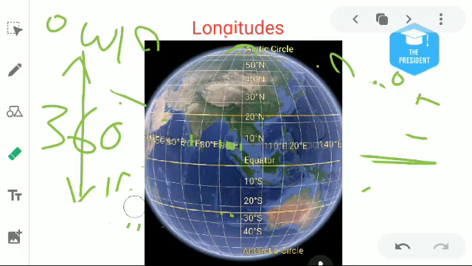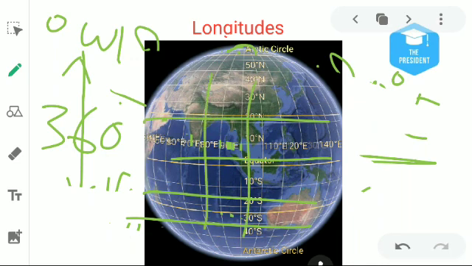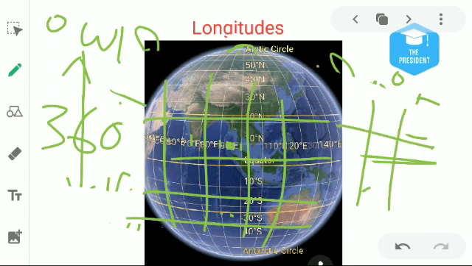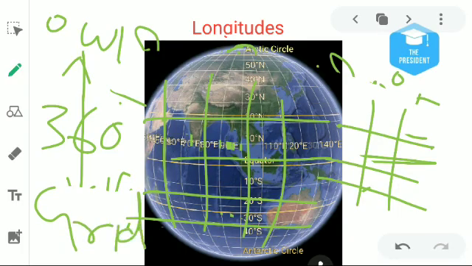One more thing: on the globe, these lines, latitudes and longitudes, form a structure which is known as a grid. You can see the longitudes and latitudes intersecting each other at a particular place. This structure is known as a grid, and basically the grid is used to find the exact location of any place. Okay, thank you.